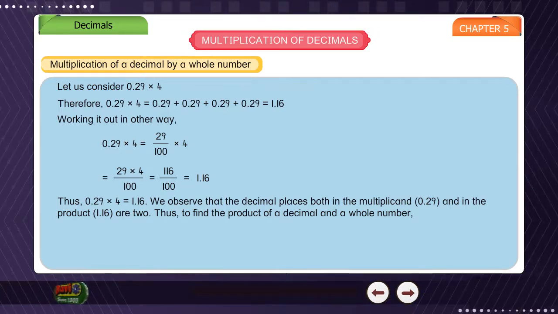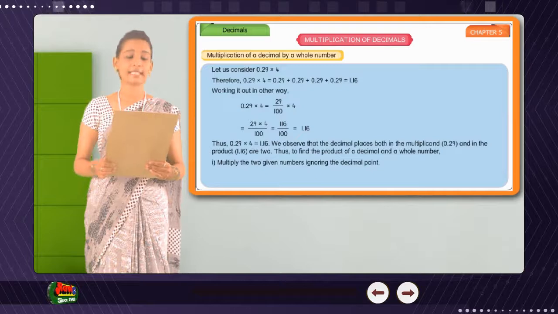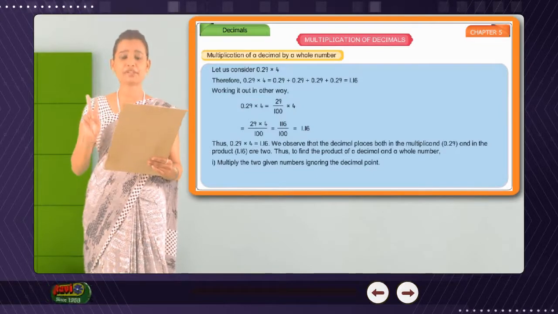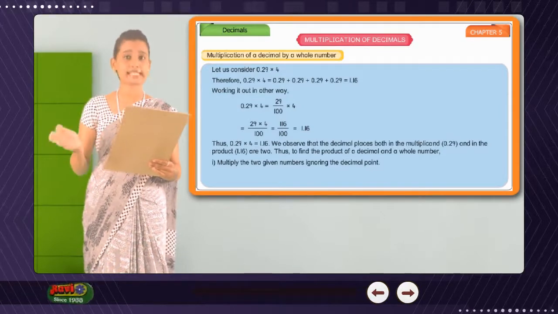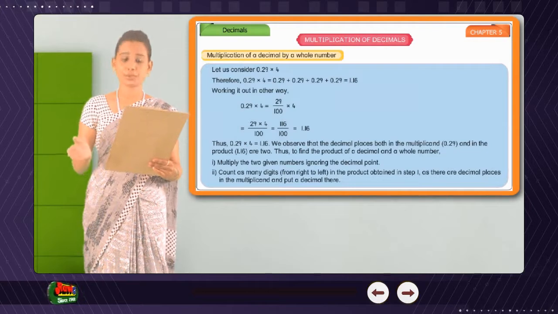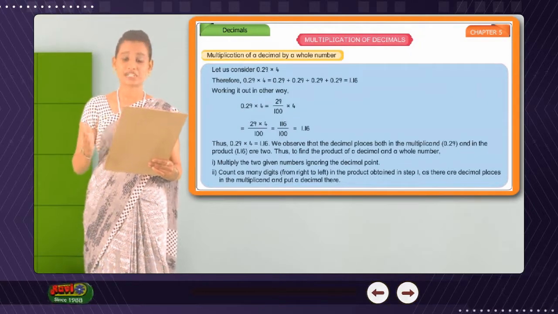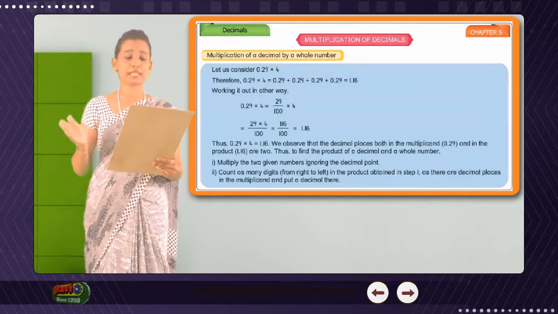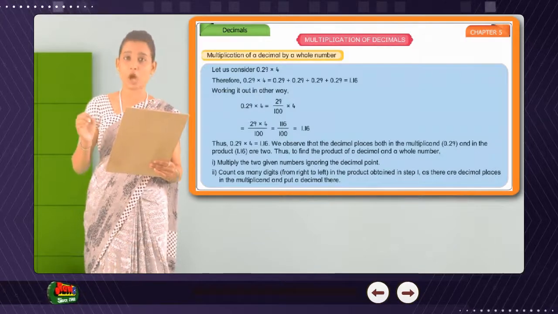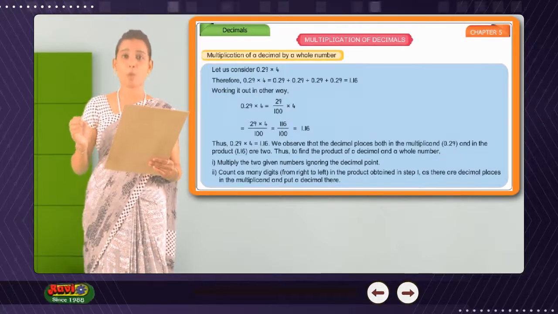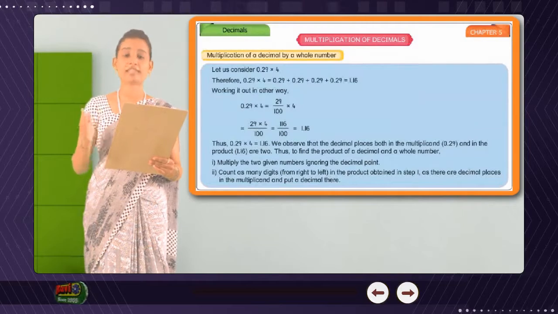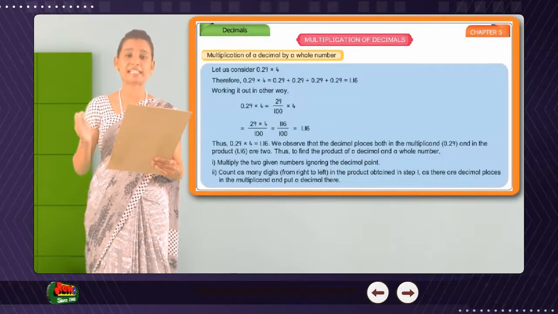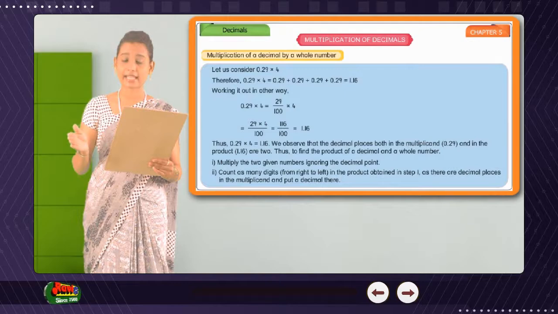Thus, to find the product of a decimal and a whole number, 1. Multiply the two given numbers ignoring the decimal point. 2. Count as many digits from right to left in the product obtained in step 1, as there are decimal places in the multiplicand, and put a decimal there.